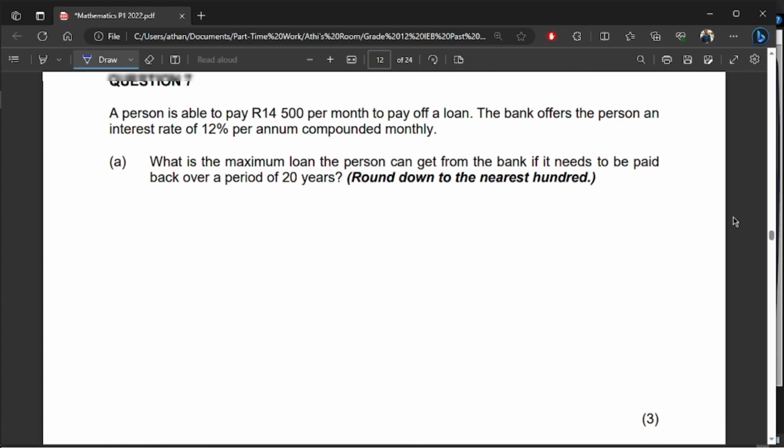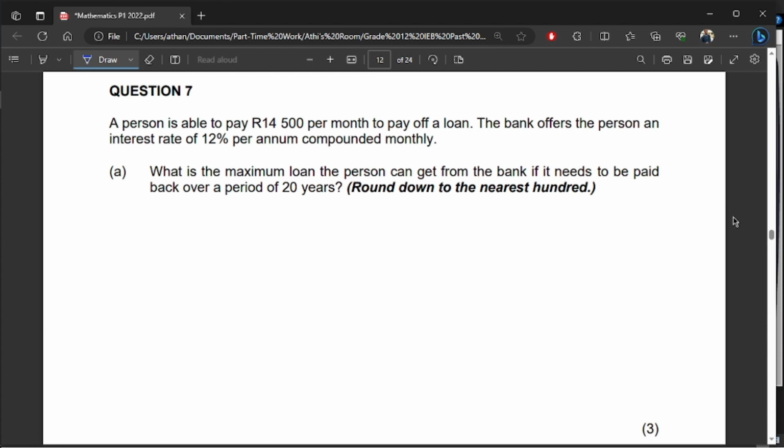Okay, question 7 says a person is able to pay 14,500 per month to pay off a loan. So we're paying someone that you owe. Okay. The bank offers the person an interest rate of 12% per annum compounded monthly. So this is i.